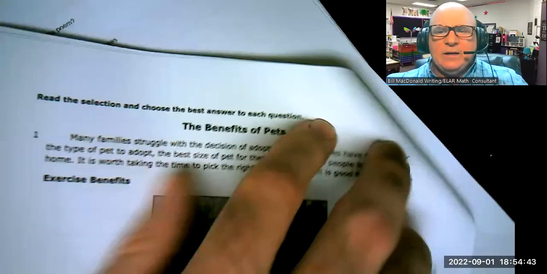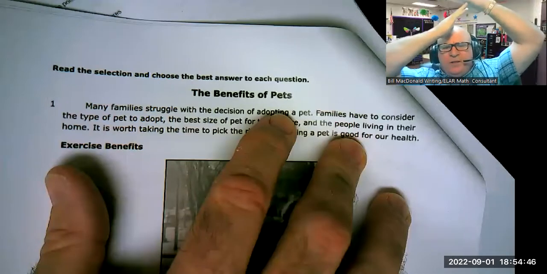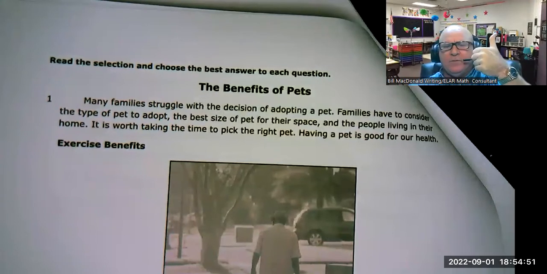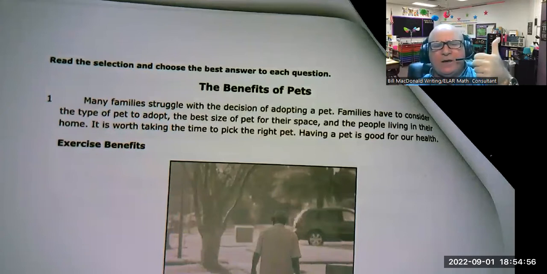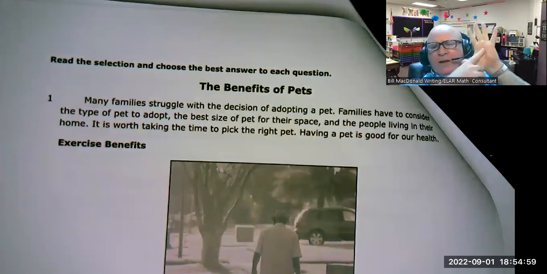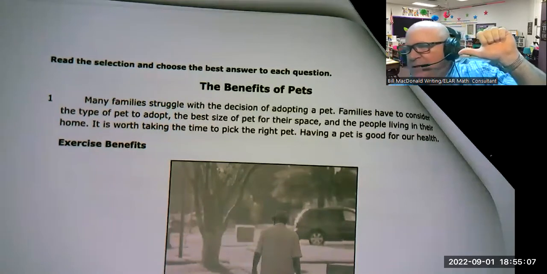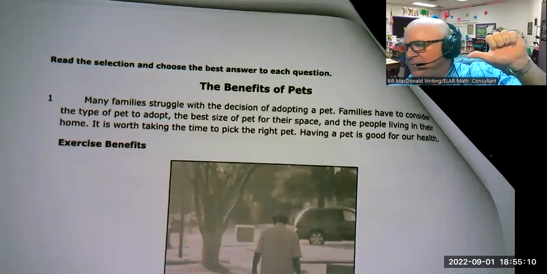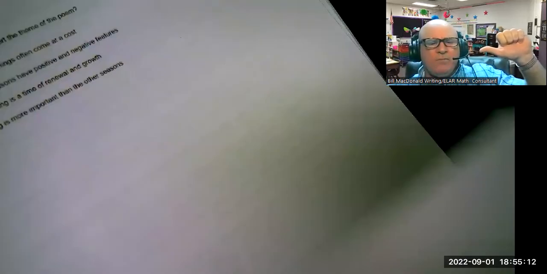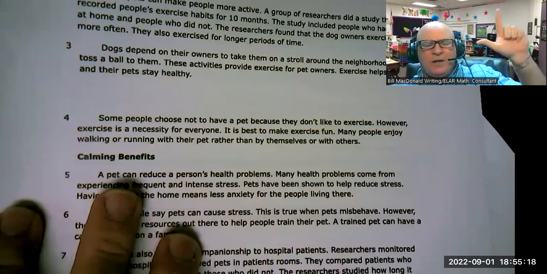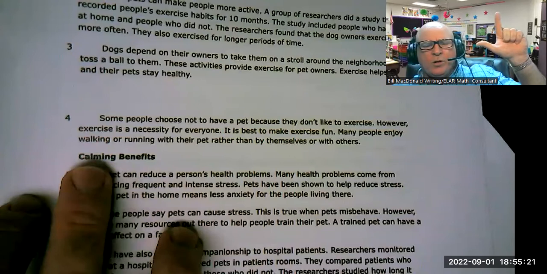So let me backtrack to the title. I'm going to put a T above my head. The benefits of pets. Okay. A benefit is something positive. What are the good things about having pets? Exercise benefits. So, benefits of pets is my title, my central idea. There's exercise benefits, and then they'll give some examples of that. There's calming benefits, positive again, the way that dogs will help you calm down.